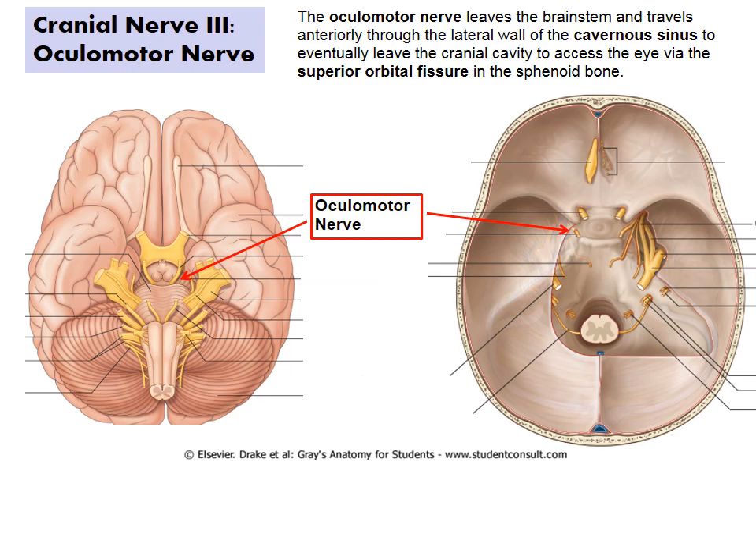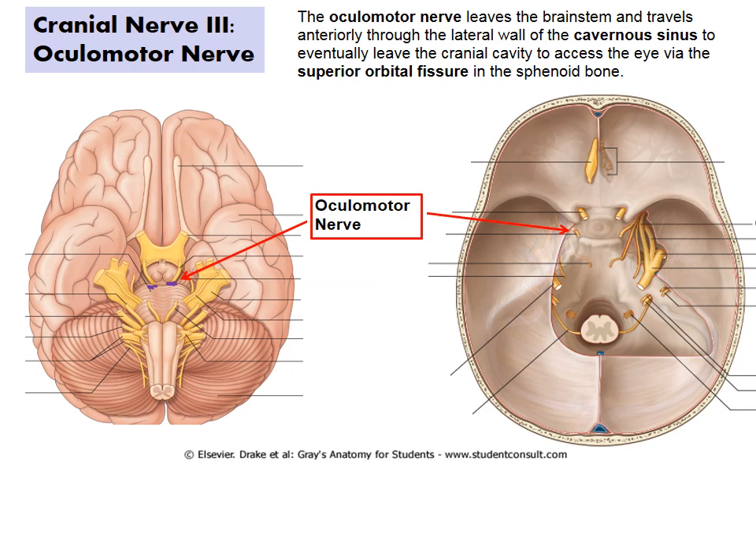Cranial nerve number 3 is the oculomotor nerve. It's associated with the midbrain and emerges out of the junction of the midbrain and the pons. So we can see that right here and here. It exits the skull in the superior orbital fissure. So we saw that in the anterior eye before.